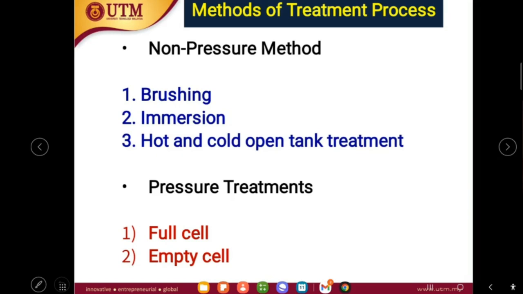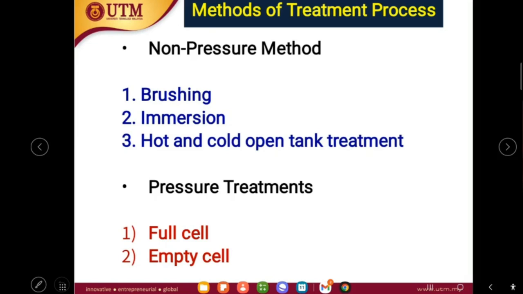In the non-pressure method, we have brushing. Normally with oil like creosote oil, we just brush the surface. There is also immersion: we build a tank, put the preservative inside the tank, and immerse our timber product inside. On top of immersion, there is an improvisation, which is the hot and cold open tank treatment. We will show you the picture of the hot and cold water tank later on. The non-pressure method is cheap, but it is not as effective as the pressure treatment.